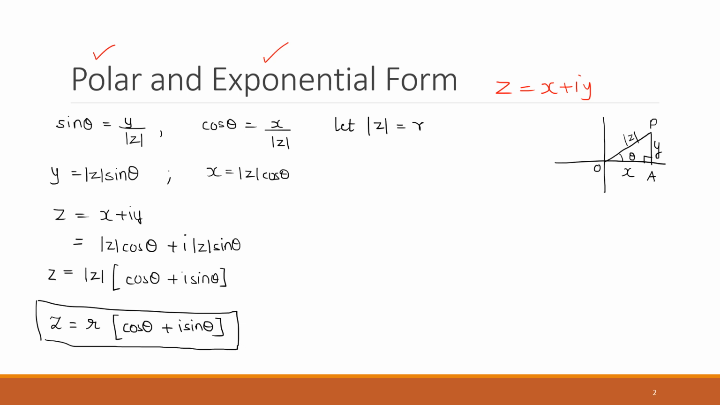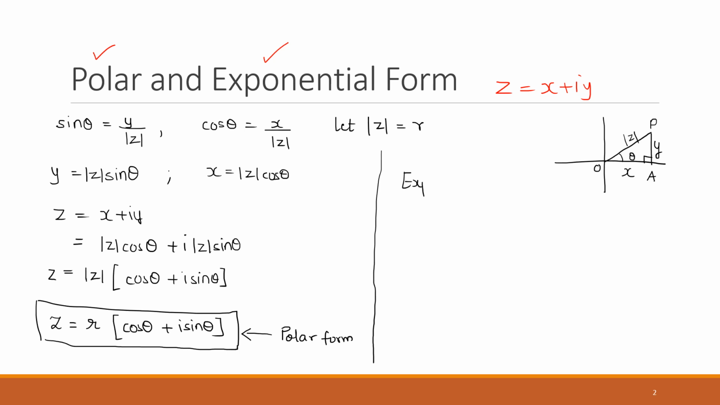You know how to find theta, children. Theta is tan inverse y by x. You know how to find r, that is the square root of x square plus y square. So what do we have to do? Find the modulus, find the argument, and substitute in this expression. After finding r and theta, substitute those values in z, and you will get the polar form of the complex number. Okay? Now let us deal with exponential form.